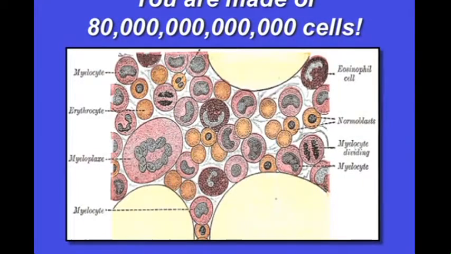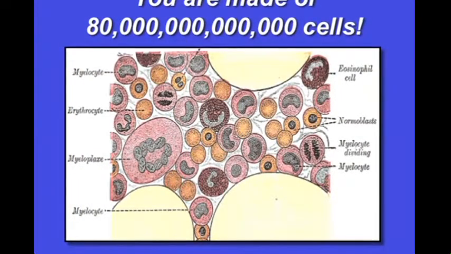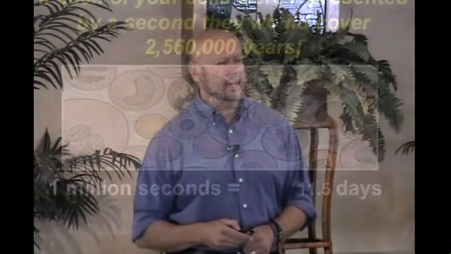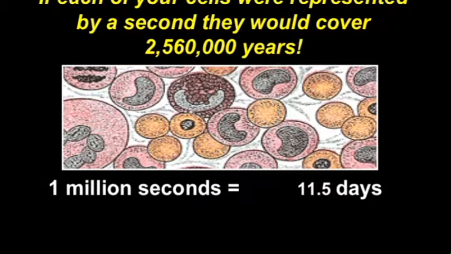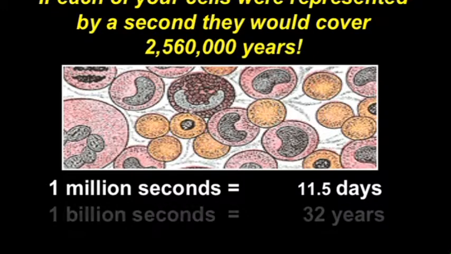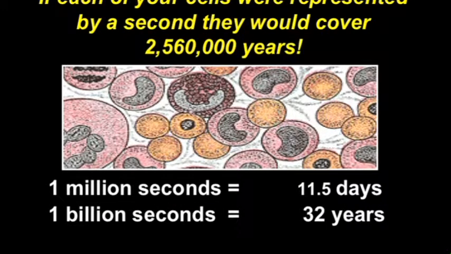Did you know that you're made up of an estimated 80 trillion cells? Well, let's talk about comprehending humongous numbers for a moment. Let's use seconds as something we can discuss and comprehend. A million seconds ago was about 11 and a half days ago. What's the difference between a million and a billion? If a million seconds ago was 11 and a half days ago, a billion seconds ago was 32 years ago.